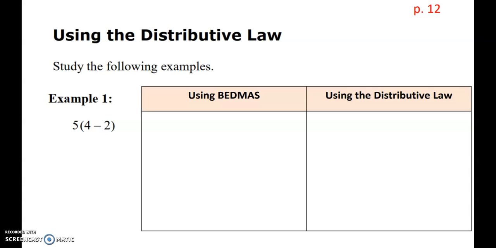Now let's take a look at the distributive law. If we look at the first example, 5 times 4 minus 2 in brackets, when we do something like this, we learn to use BEDMAS, or order of operations. And BEDMAS tells us that we need to do brackets first, and then multiplication would come after. And so that's really great strategy, and that's what we're going to do here.